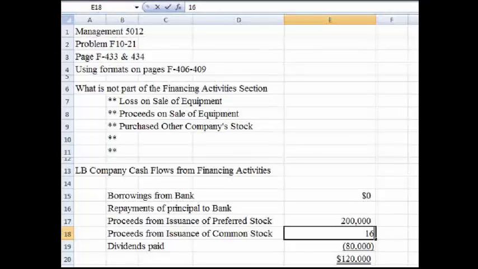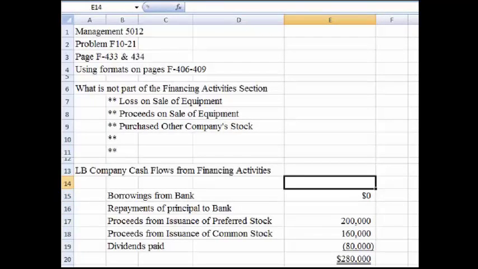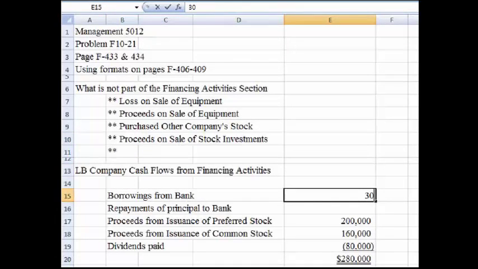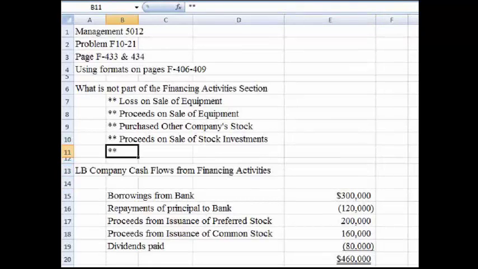Proceeds from common stock sale is a positive $160,000. Proceeds from the Kodak stock sale goes on the list above since it has an X next to it. Borrowed cash from Ocean Bank of $300,000 goes on the form as a positive number. Repayment of principal on Ocean Bank loan goes on the form as a negative $120,000, since this is cash out. Finally, the payment of interest on Ocean Bank loan has an X next to it and goes on the list at the top of the form.